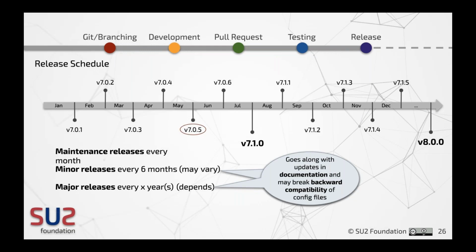So this is the tentative release schedule for this year. We are already at version 7.05. We have maintenance releases every month and minor releases every 6 months, but that varies. And major releases, yeah, that depends on how many features we have. Next slide.